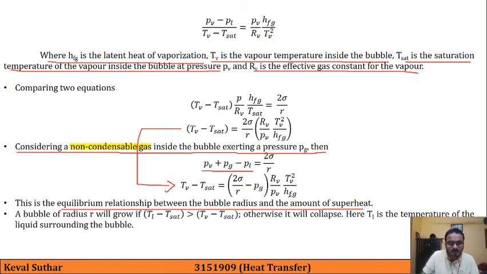Now the important concept here is the bubble of radius r will grow if TL minus Tsat, where TL is the temperature of the liquid surrounding the bubble, is greater than the vapor temperature minus the saturation temperature. The bubble will grow only in this condition. Otherwise it will collapse.